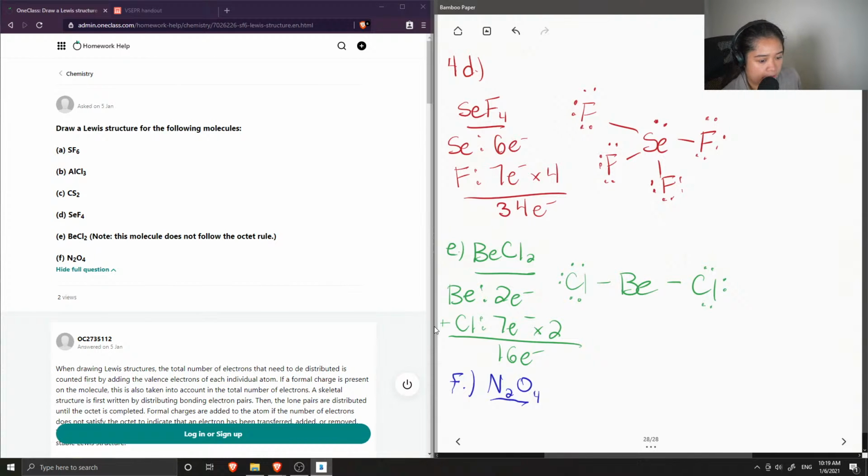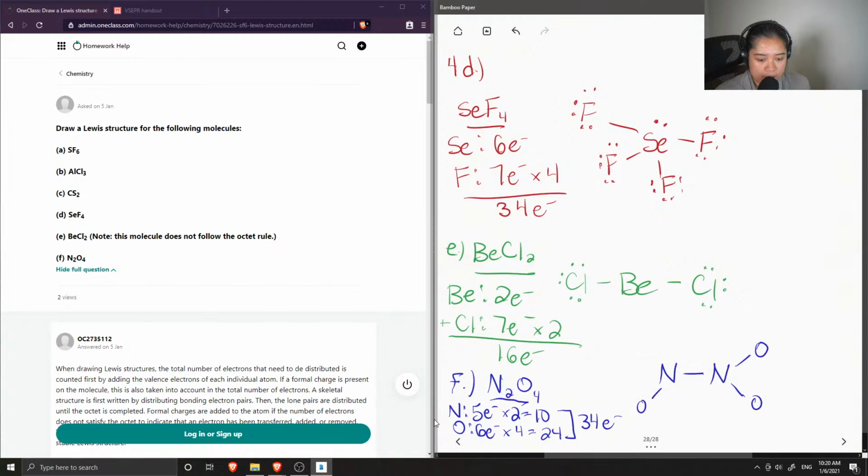So dinitrogen tetraoxide. So nitrogen has 5 valence electrons times 2, 10. Oxygen has 6 times 4 is 24. So in total, we have 34 valence electrons in this molecule. So now let's draw the 2 nitrogens together, and then we'll symmetrically try to draw all the oxygens single bonded.